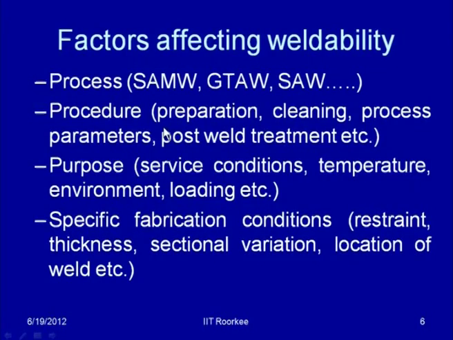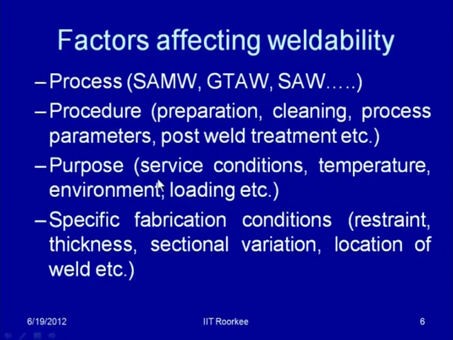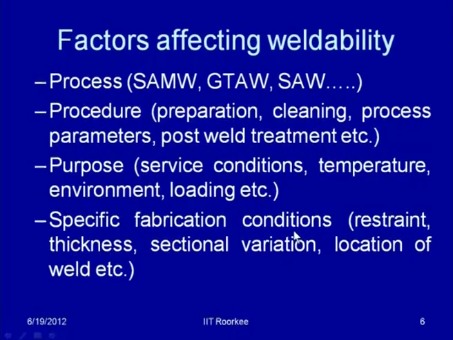Similarly, the procedural aspects like preparation, cleanliness, process parameters, and post weld heat treatment affect the weldability in a big way. The purpose for which the weld joint is being developed also matters: with the change of service conditions like temperature, environment, and the kind of loading, there will be great change in the performance of the weld joint. So, what the weld joint is to be developed for will significantly dictate the weldability of a given metal. And the specific fabrication conditions like restraint, thickness, sectional variation, or the location where the weld is to be developed will also be affecting it, especially in odd positions.